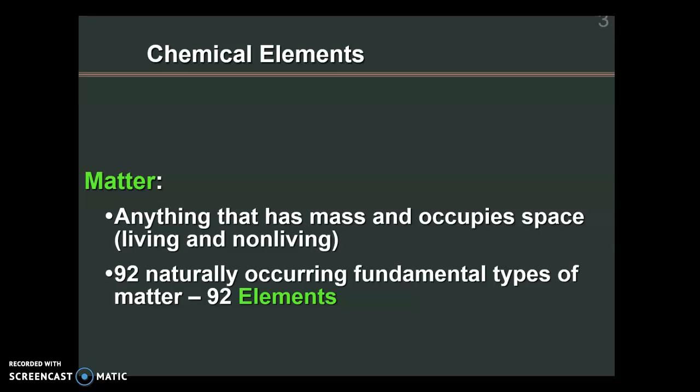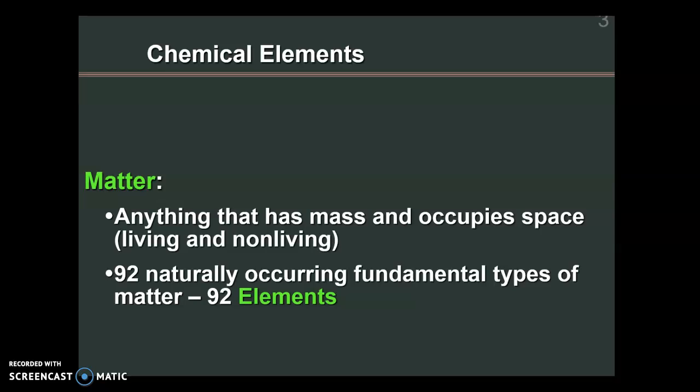So the term matter is a technical term. It is a chemical vocabulary word. Matter is anything that has mass and occupies space. So mass is essentially weight. We can use those terms interchangeably for this class. And occupying space refers to volume, taking up space, three-dimensional space.